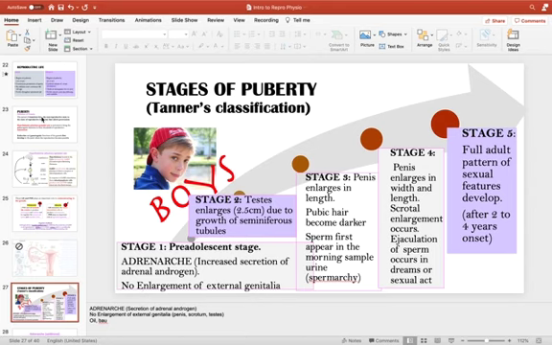And stage 3, the penis enlarges, pubic hair becomes darker, and sperm first appear in the morning urine sample. And stage 4, the penis enlarges in width and length, scrotal enlargement occurs, and ejaculation of sperm occurs in dreams or sexual act. And stage 5, the full adult pattern of sexual features develops.